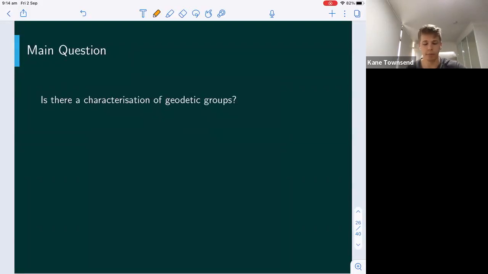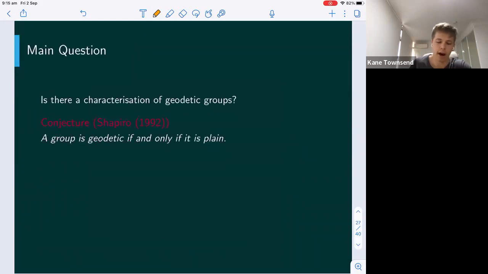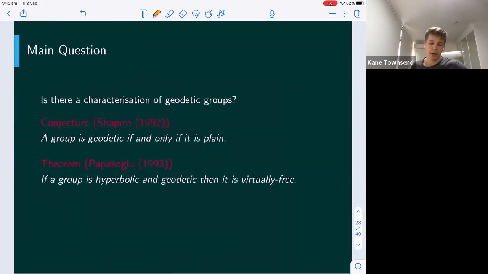So the main question regarding geodetic groups is: is there a characterization of them? The conjecture is that a group is geodetic if and only if it is plane. This was conjectured by Shapiro in 1992. And there is a theorem of Papasoglu from 1993 that says if a group is hyperbolic and geodetic, then it is virtually free. This is nice because if we have these thin triangles and we're geodetic, then we actually get ourselves into this smaller class of groups.